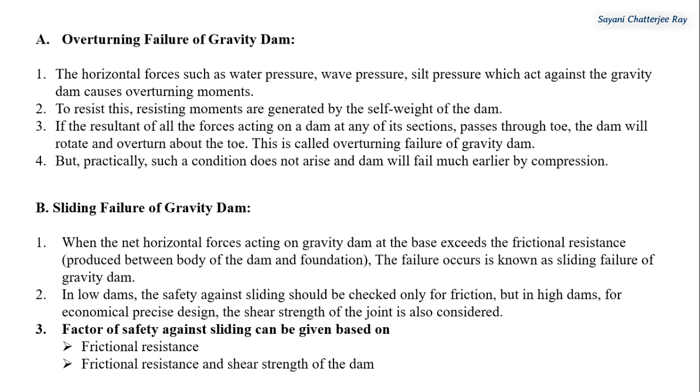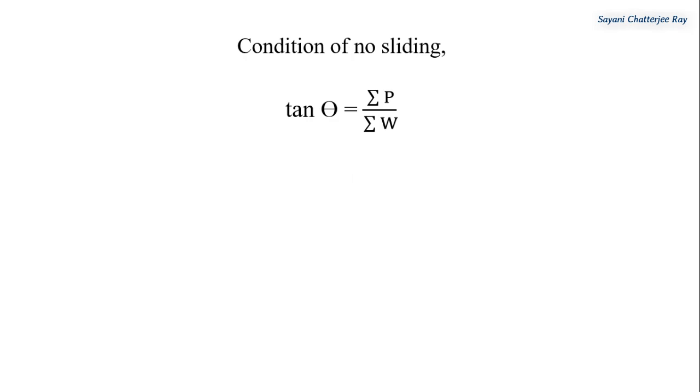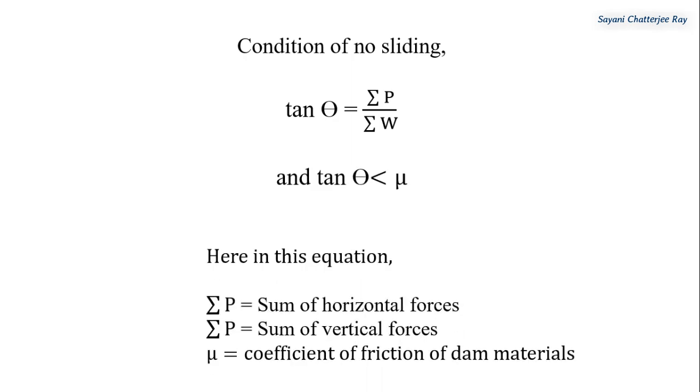What is that? We have to take tan theta equals summation of all the horizontal forces divided by summation of all the vertical forces, and this tan theta should be less than the coefficient of friction of the materials of the dam. That is, tan theta should be less than mu. Mu is nothing but the coefficient of friction of the materials of the dam.